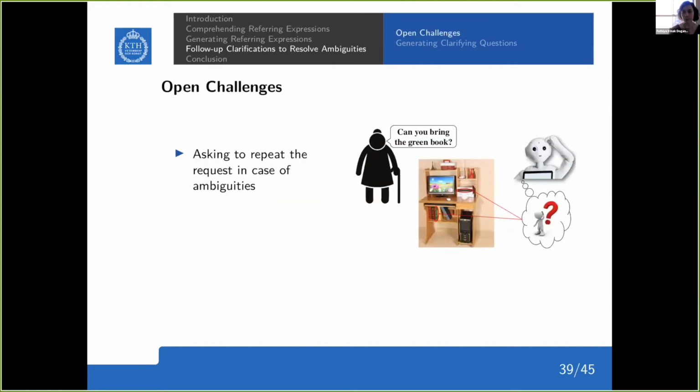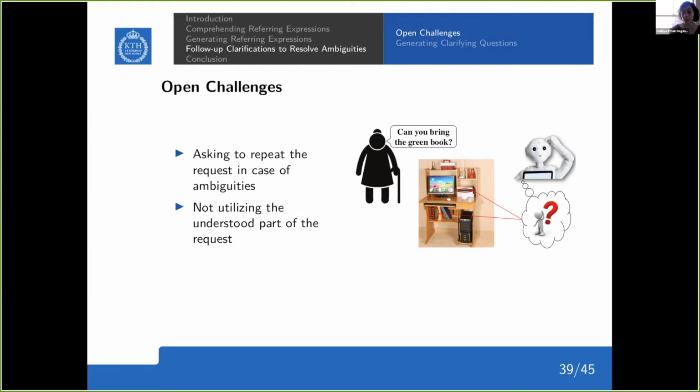Before moving on to how we aimed to address this challenge, let's look at what the open challenges in this problem are. The previous methods, whenever there are ambiguities, just ask users to repeat their request. Consider Alexa: whenever you have a request and Amazon Alexa couldn't understand you, it would only say, oops, I couldn't get you. It wouldn't say, did you mean this or did you mean that?